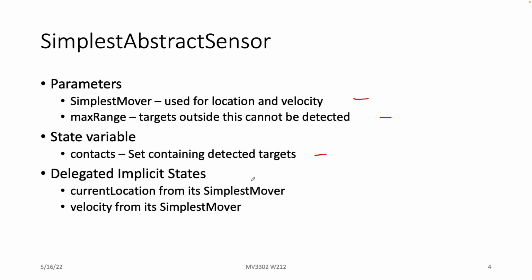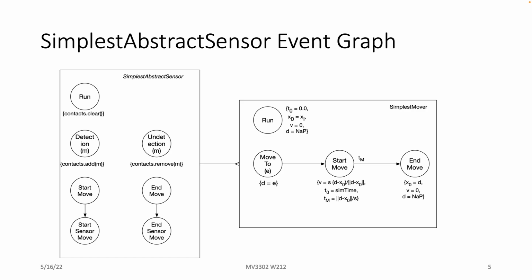And I'd say that we're going to delegate some implicit states. For example, just as the implicit state for the mover was based on the equation of motion and its discrete event states, likewise, the current location and velocity of the sensor are going to be gotten from the mover. So the event graph looks like this, and it's fairly simple. So here's its delegated mover.